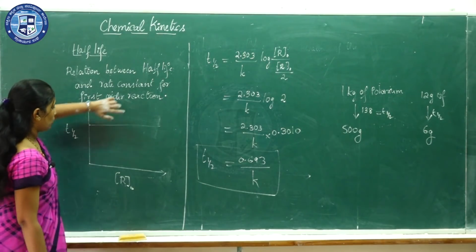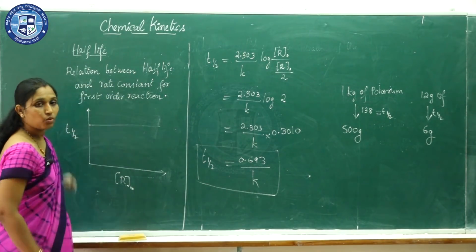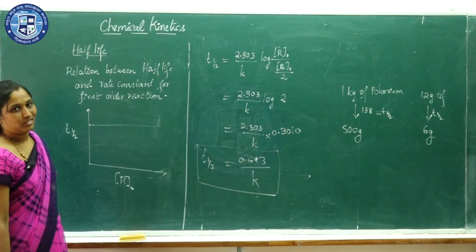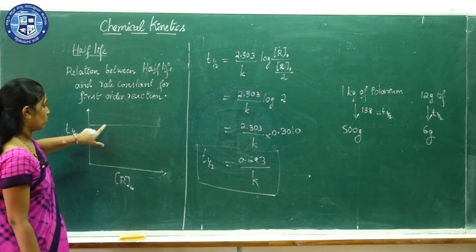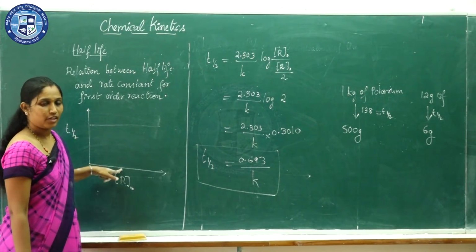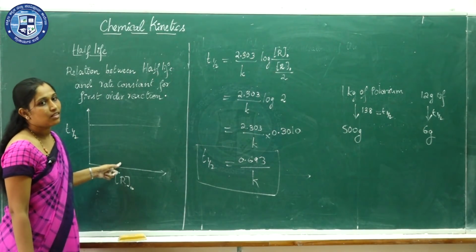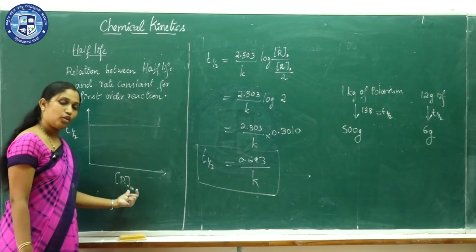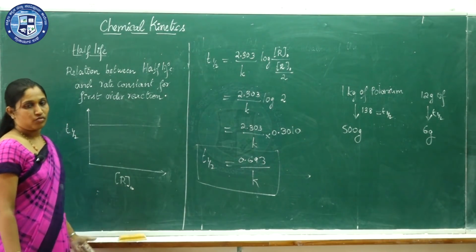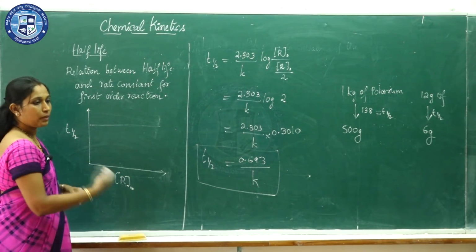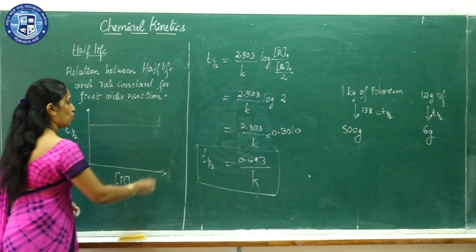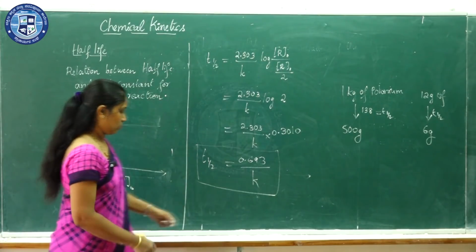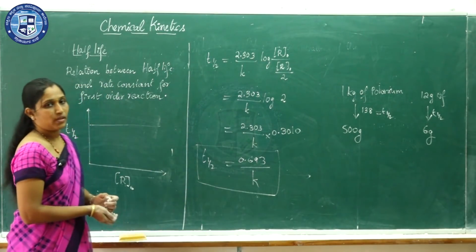Sometimes they will give you only this and just ask you to write the order. This is a straight line parallel to the x axis. That means T half is independent of the initial concentration of the reactant. So you will be asked to write the order. What is the order? Order is 1. So be able to answer such questions also.